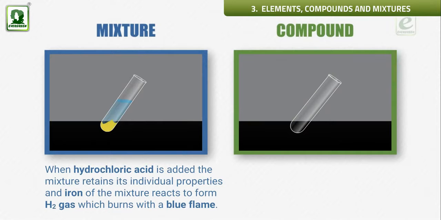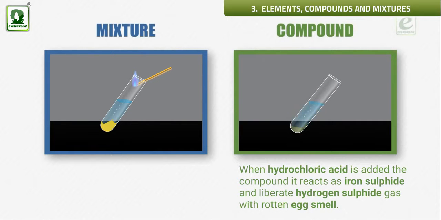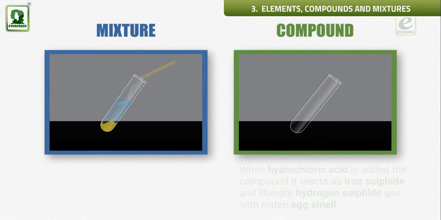When hydrochloric acid is added to the mixture, it retains its individual properties, and the iron of the mixture reacts to form H2 gas, which burns with a blue flame. When hydrochloric acid is added to the compound, it reacts as iron sulfide and liberates hydrogen sulfide gas with a rotten egg smell.